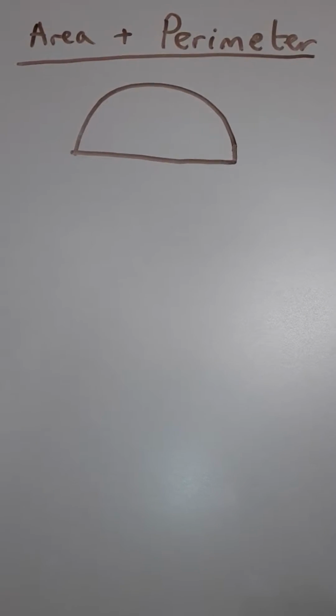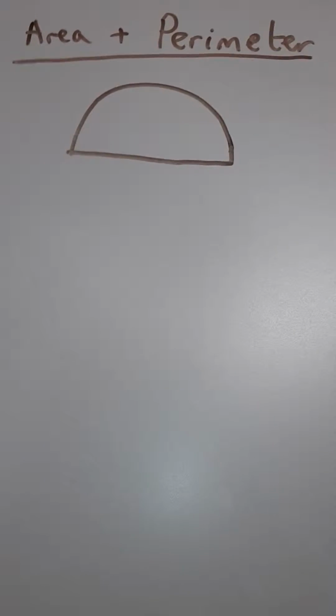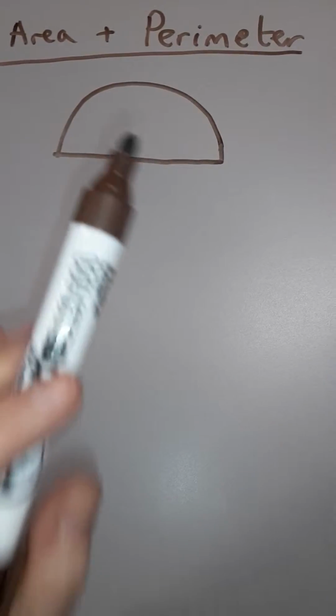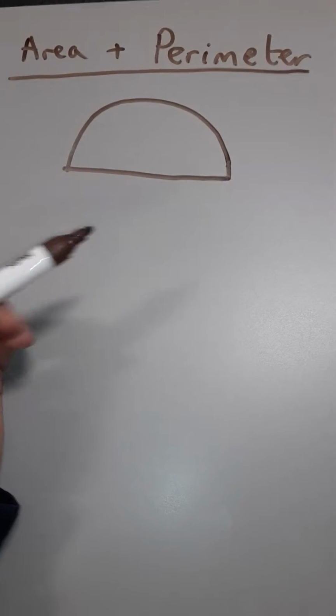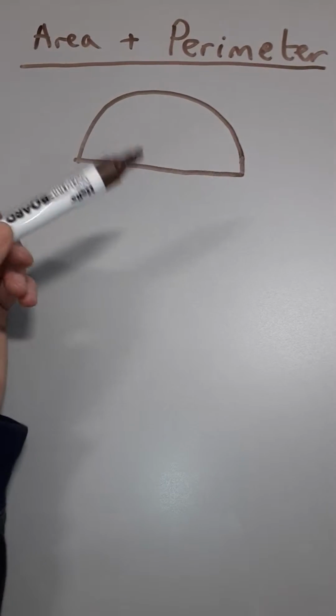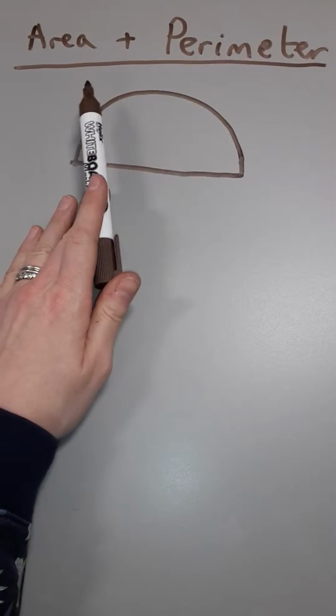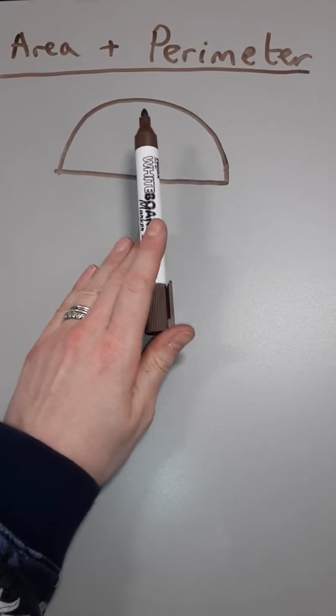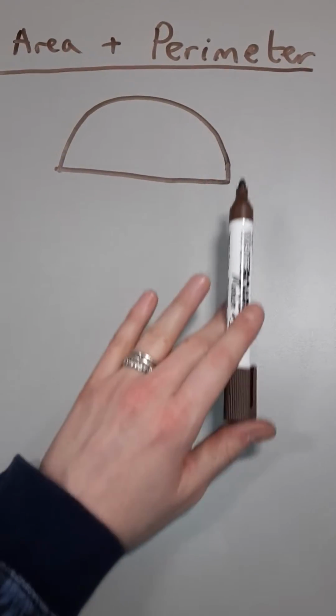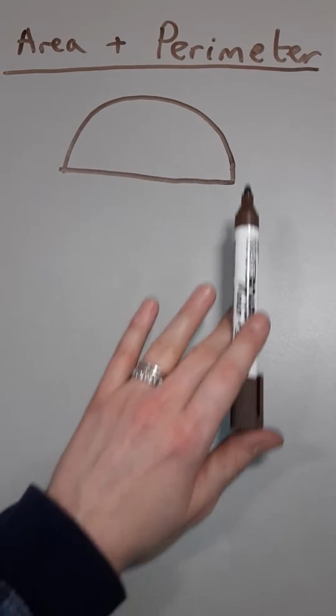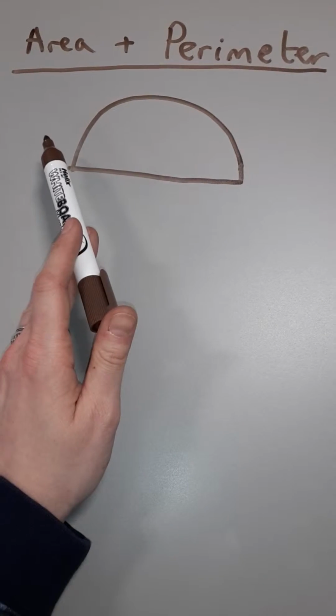Okay, so here is the kind of question you might see in an exam. It asks you for the area and perimeter of a semicircle. Semi means half, so it's the area and perimeter of half a circle. Now notice that it says area and perimeter, not circumference, because you only see a circumference when you have an entire circle, and we have half of one here.